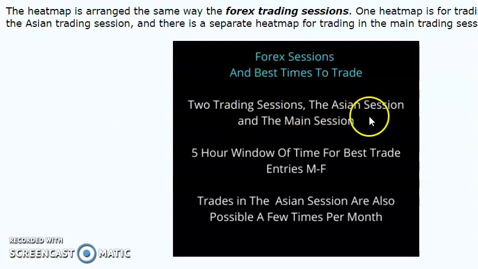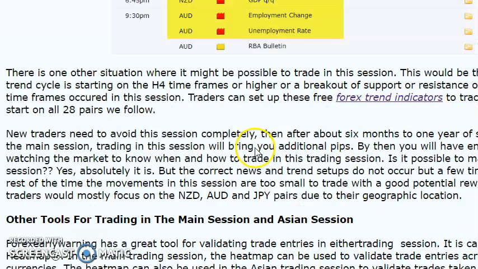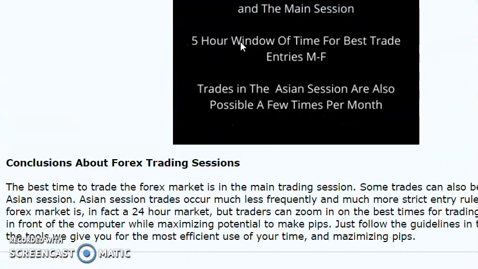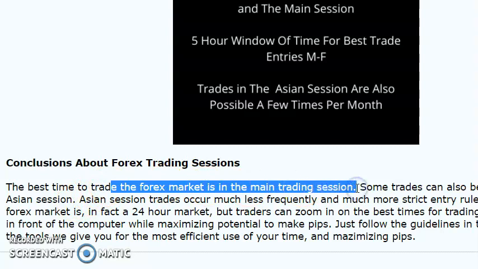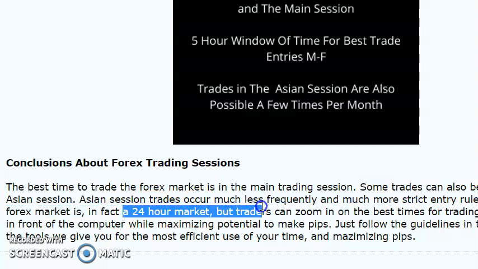So there's 2 trading sessions, the Asian and the main session. Basically a 5-hour window of time is the best for trading entries Monday through Friday in the main session, but trades in the Asian session are also possible a few times a month if you have great signals, maybe some news drivers, and if you're starting a new trend. So the best time to trade the Forex market is in the main trading session because of the volatility and market participation. But you can do a few trades in the Asian session. And what we're doing here is we're taking a 24-hour Forex market and we're zooming in on some smaller periods of time so you can maximize the amount of pips in the smallest amount of time.